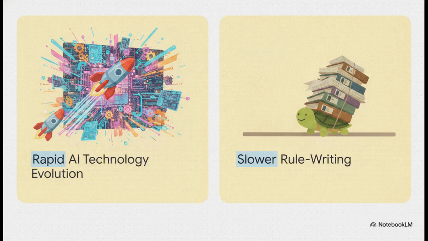Just look at the visual imbalance here. On one side, you've got rapid AI evolution, literally iterating by the minute. And on the other, traditional rule writing moving at, let's be honest, a snail's pace. It can take months of committee meetings just to draft a single document. If you try to govern an exponential technology with a slow, linear process, you're going to be left in the dust. Your rules will literally be obsolete before the ink even dries.